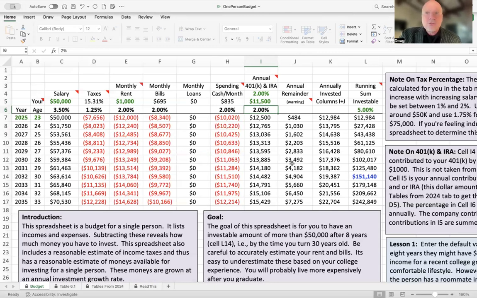Loans are incredibly expensive, and I hope like crazy you can avoid them if you can, but that's okay if you do have them. Just try to pay them off. Okay, so I hope this budgeting exercise is useful for you.